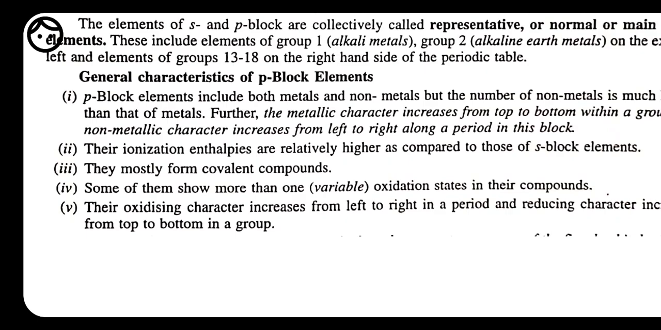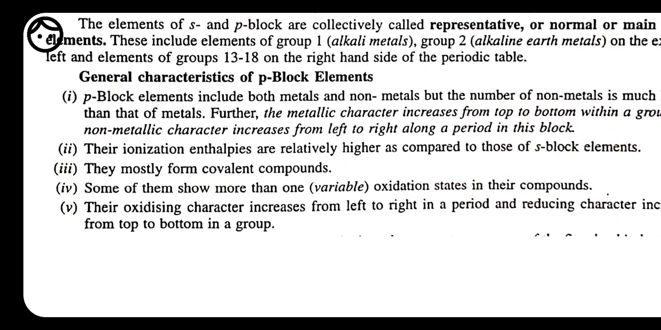It means the loss of electron becomes easier. So as we go down, the size increases. If the size increases, then what about p block elements? P block elements are mostly non-metals. For non-metals, they have to gain electrons and be electronegative in nature. But as the size increases, the gain of electron will become difficult and the loss of electron will become easier. That's why on moving down, the metallic character increases.